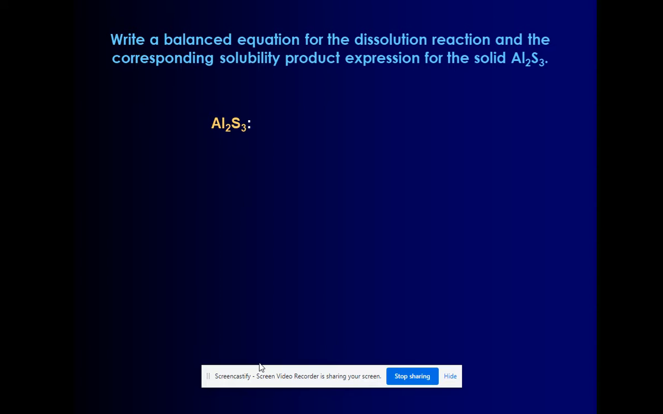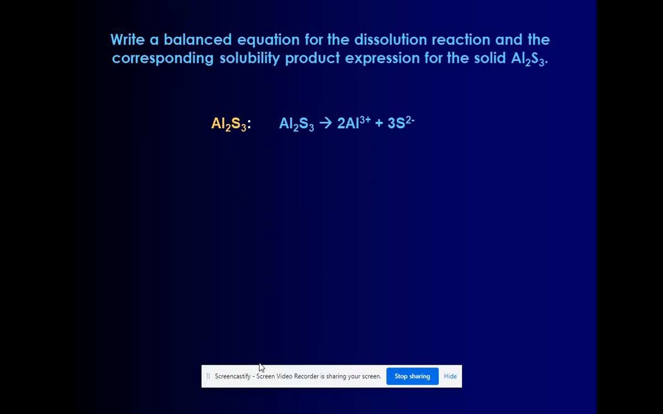We're going to write a balanced equation for aluminum sulfide going through a dissolution, and then we're going to write the Ksp expression. So we're just going to practice what we did with the previous example with bismuth sulfide. In this particular one, you still have two aluminums and three sulfurs that are forming. So when you write that reaction, which should be with the double arrow, you would see two aluminum ions form and three sulfur ions form.